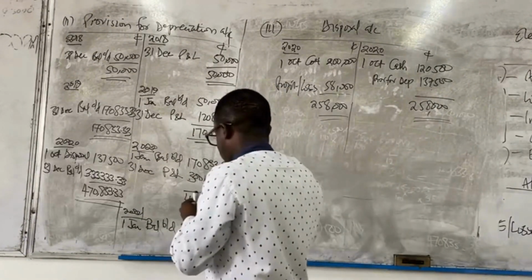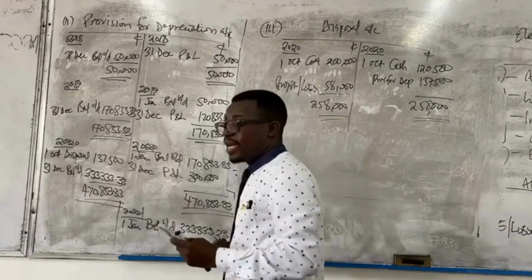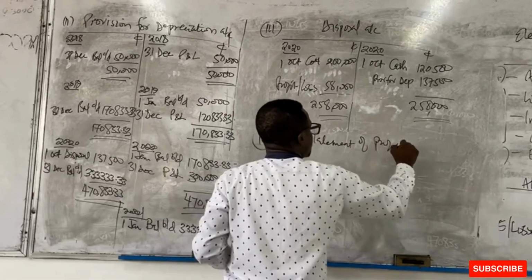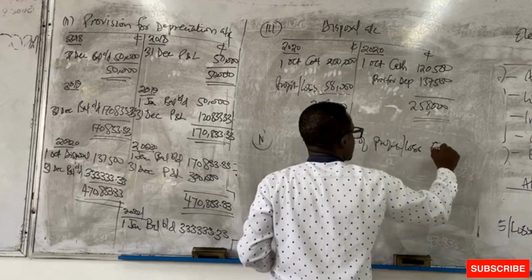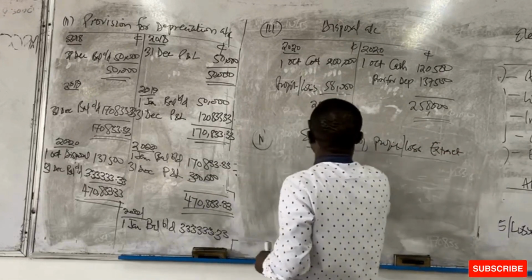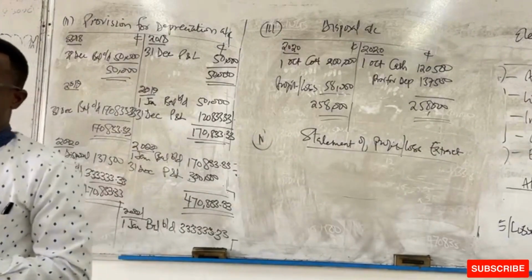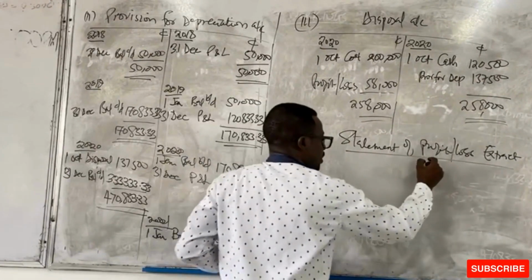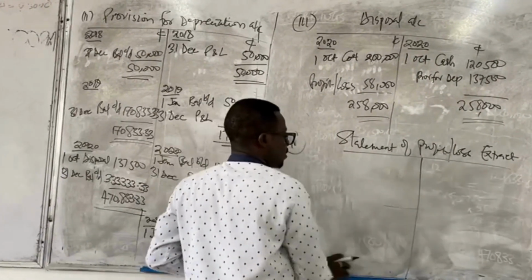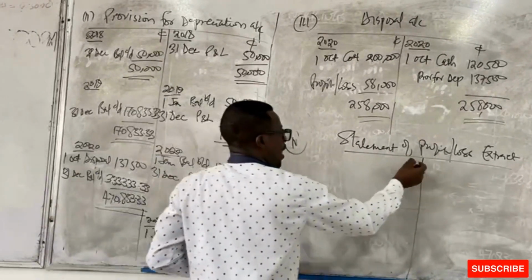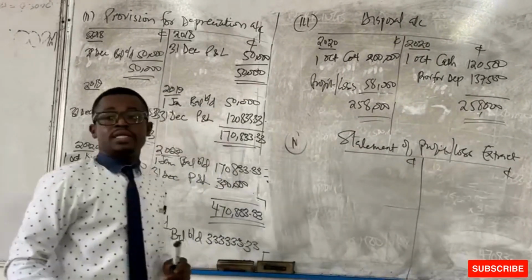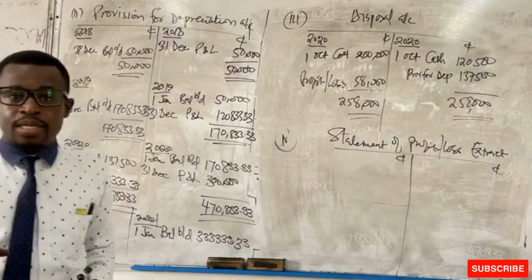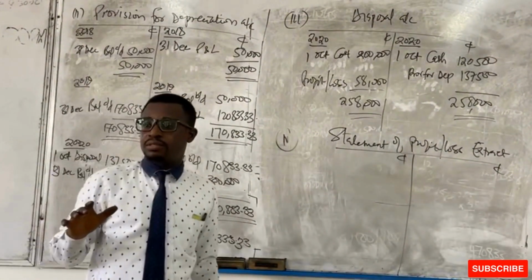IB says we prepare which account? The statement of profit or loss extract. Pay attention. When I say statement of profit or loss extract, we can also construct a T account for it. Are you good? Then put our currency signs at the end. Since depreciation is an expense, are you good?